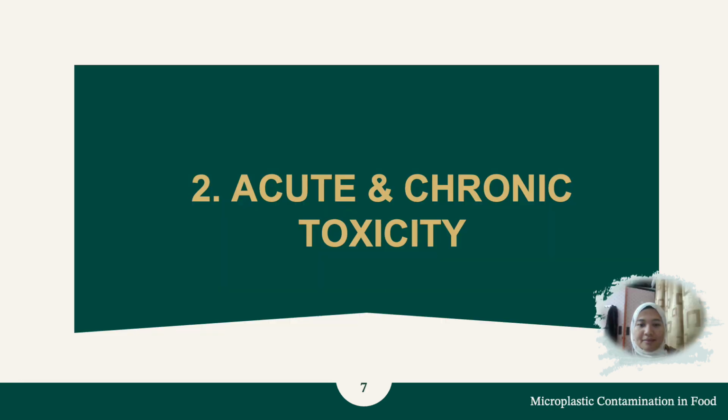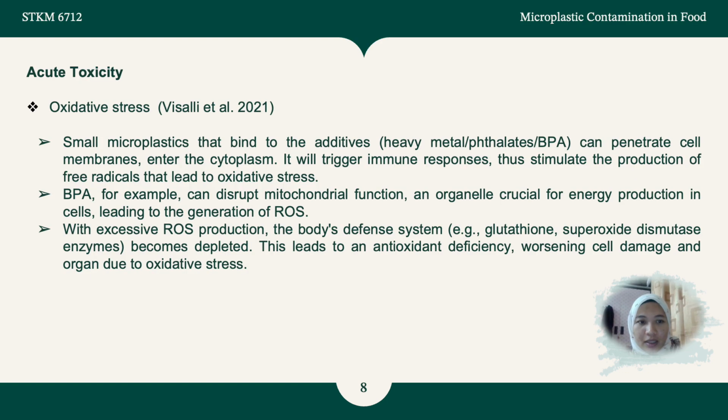Now, I continue to the second part of the presentation, which is acute and chronic toxicity. Oxidative stress is one of the acute toxicities of microplastic. So microplastic can bind to heavy metals, phthalates, BPA, and it can penetrate the cell membrane and enter the cytoplasm. This will trigger the immune response that stimulates the production of free radicals that leads to oxidative stress.